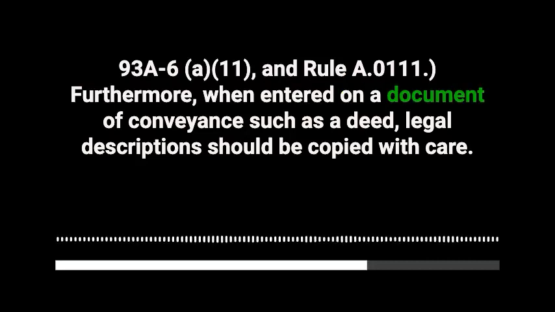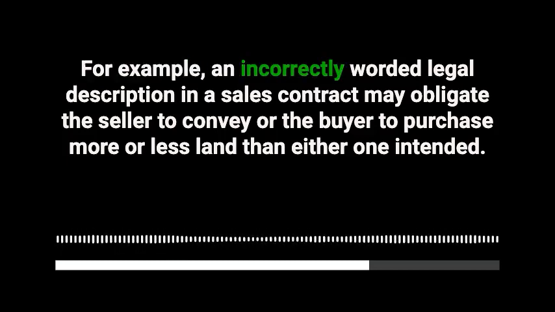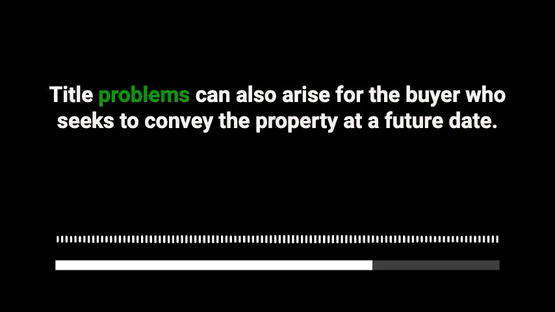Furthermore, when entered on a document of conveyance such as a deed, legal descriptions should be copied with care. For example, an incorrectly worded legal description in a sales contract may obligate the seller to convey, or the buyer to purchase, more or less land than either one intended. Title problems can also arise for the buyer who seeks to convey the property at a future date.